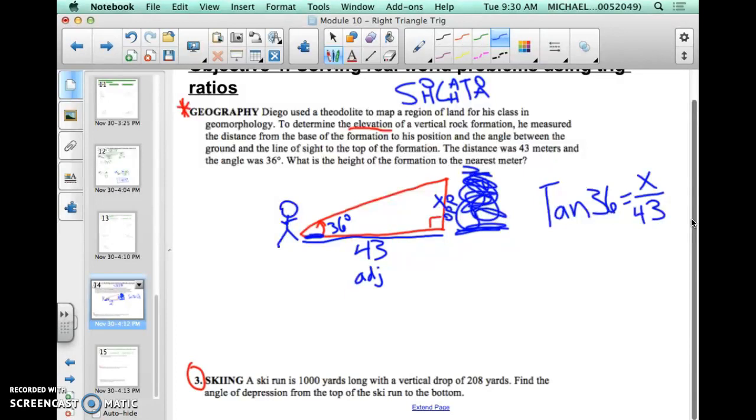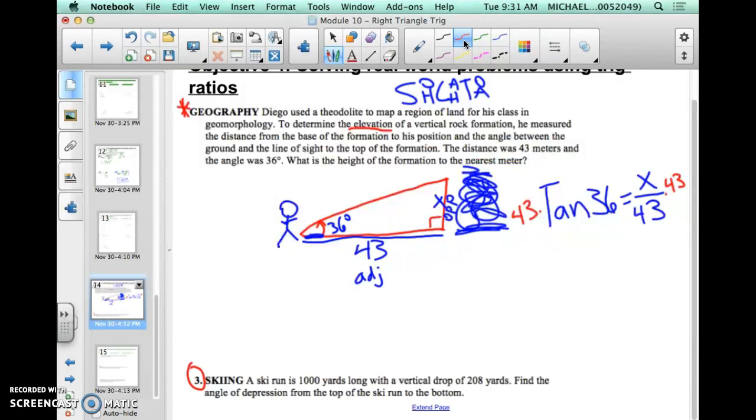So if you've noticed, probably the most difficult part about this process is drawing the picture correctly, and then setting up your trig function correctly based off of that. So just keep that in mind. But in order to solve this then, I multiply both sides by 43. So I get x equals 43 times the tangent of 36.